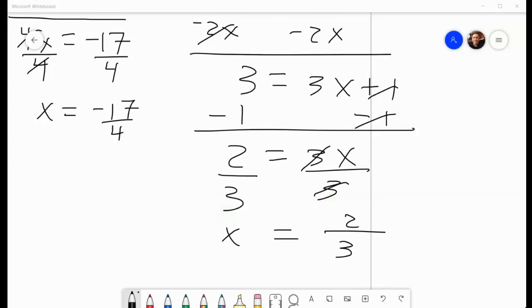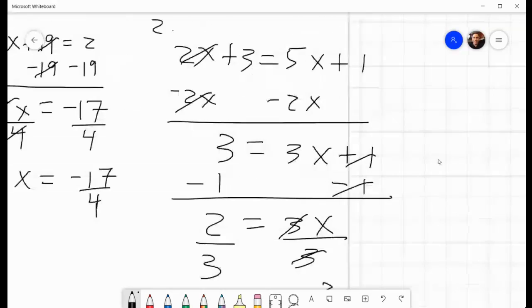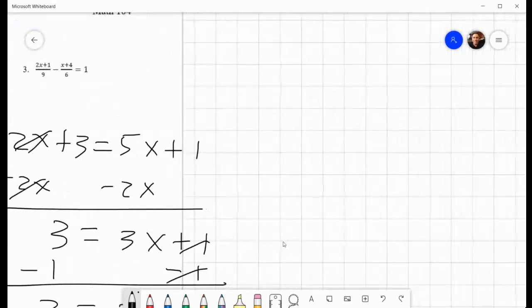I know I made a triangle before. Microsoft Whiteboard did that automatically, so I had to undo that. But we got the first 2 done. Okay, now for the third one, which is a little tricky, but it's not terrible. Let me just move this up a bit so you can see. Here we go.